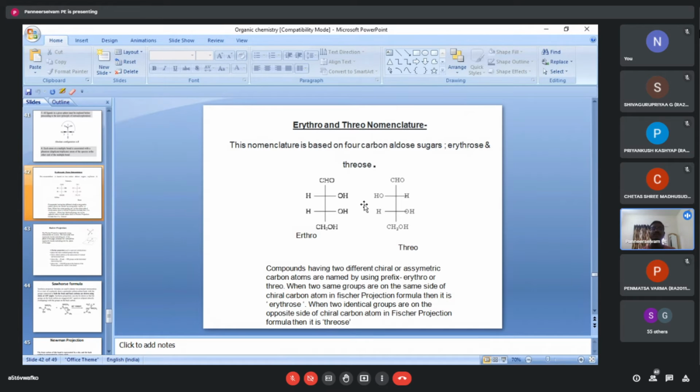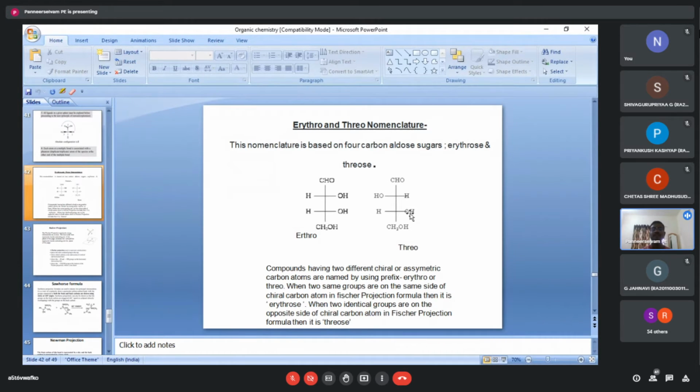So this is the S configuration. Now, what about the erythro and threo nomenclature? See, in this compound, a sugar molecule, an aldose sugar like erythrose. What about glucose, erythro, threo? Threo means opposite. Erythro means the same side. Here the aldehyde, and what about the OH? All on the same side, that is erythrose. On the opposite direction, H, this is threo.